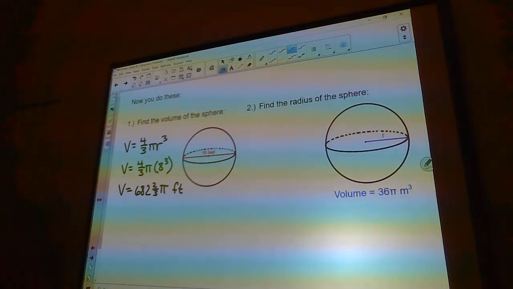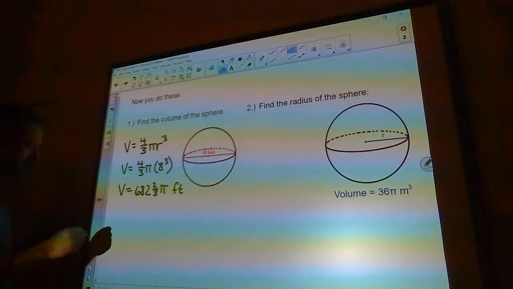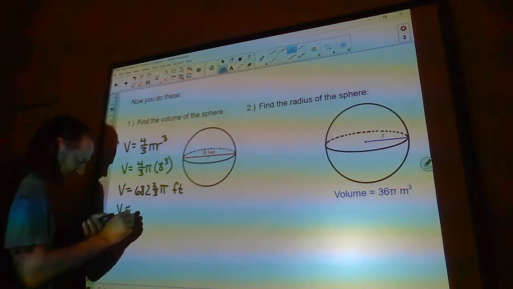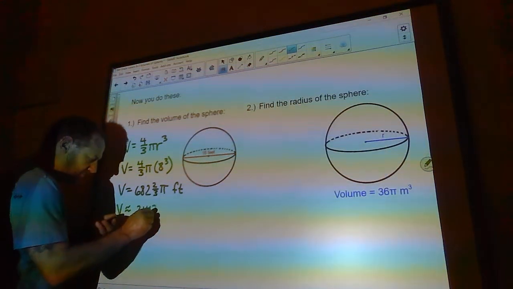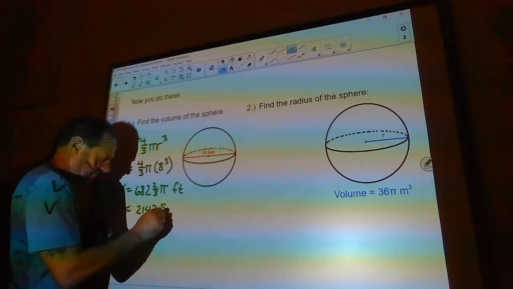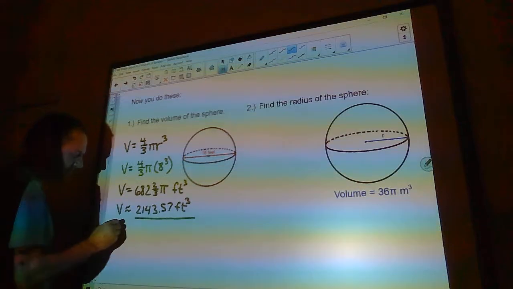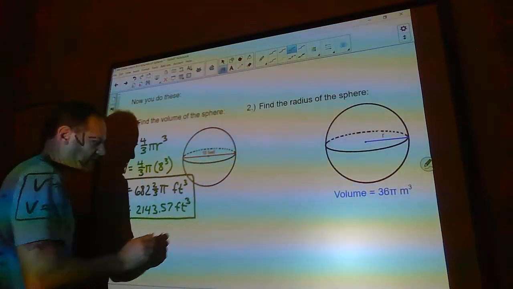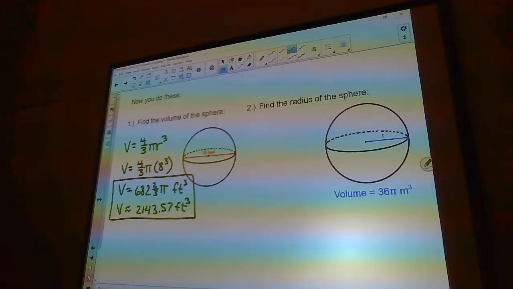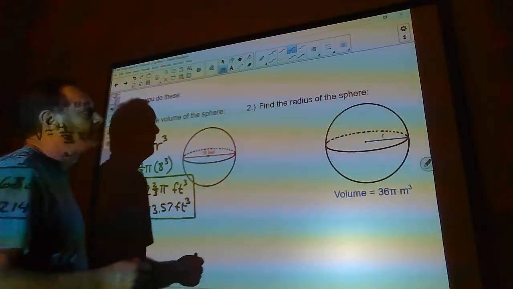But again, not a number that I really want, so I'm going to take 682 2/3 times 3.14, and the volume is going to be approximately 2,143.57. Oh, and these are cubic feet, by the way. Here's my two answers. Not real difficult.